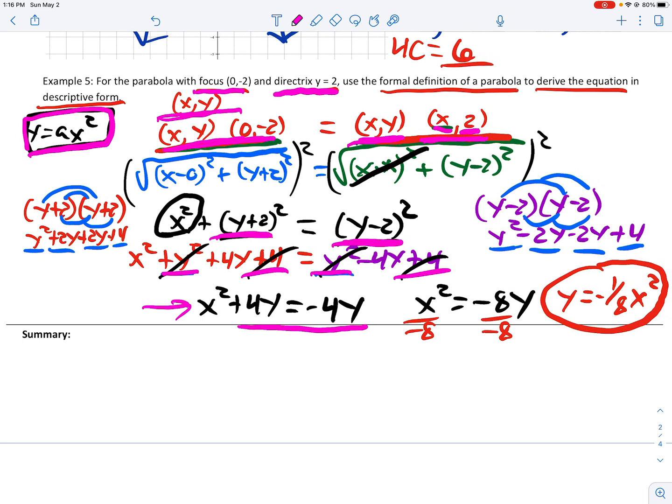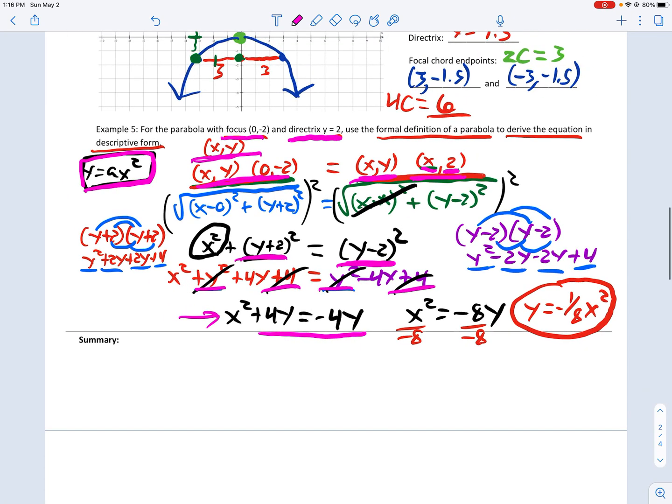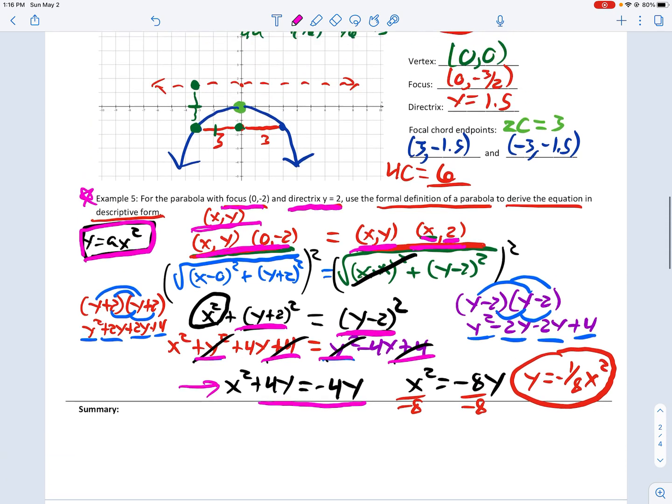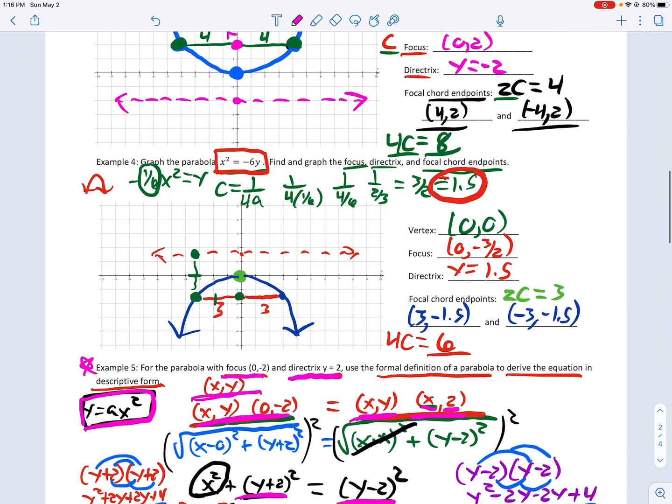So that is the challenging part. Again, we'll go over this more because this is definitely a challenging example. The main takeaway is you need the vertex. You need to find C, which is 1 over 4a. We have what we call our focus, which is the point inside the parabola. We have the directrix, which is the line that's outside the parabola. Those are the same distance to the vertex, right?